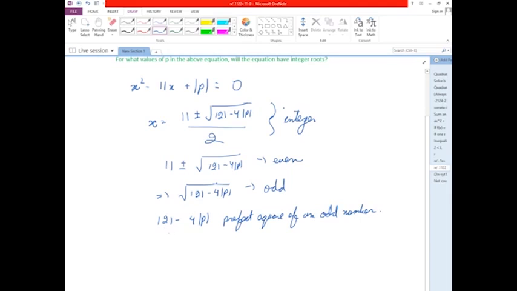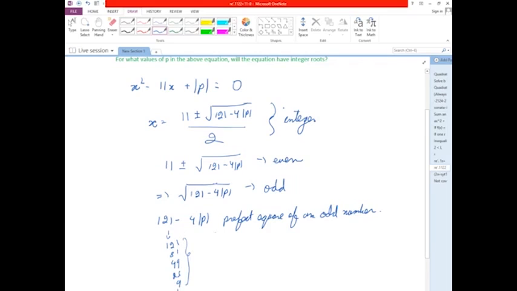So how many odd number squares can it take? This is 11 squares, so 121 is fine. I think all the ones still 9 square, 81. So minus 4p will be put p equal to something, and we'll get this 7 square 49, 5 square 25, 3 square 9. So for all these numbers, you can get integer values.